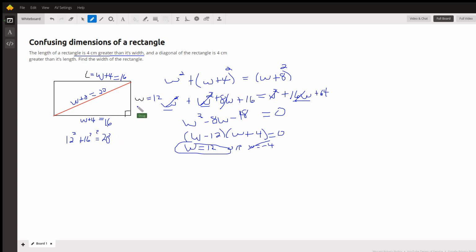Well, you might also notice that every one of these side lengths is divisible by 4. So you really have a 3, 4, 5 right triangle, and that definitely is a Pythagorean triple. So this will check. There you go.